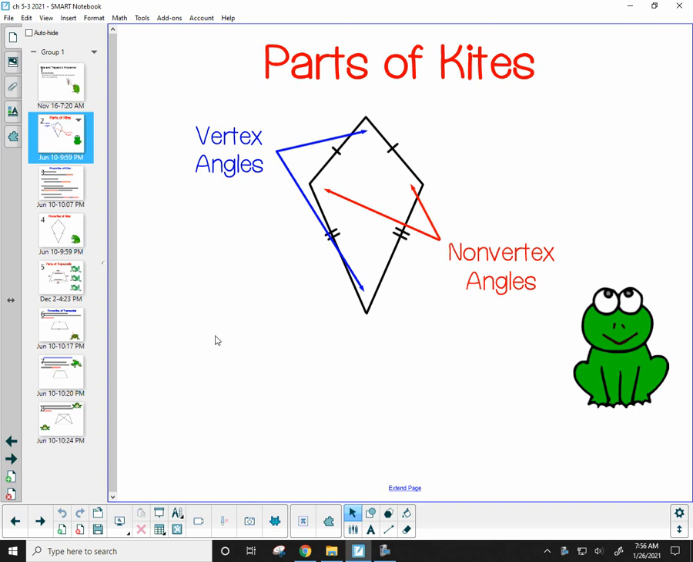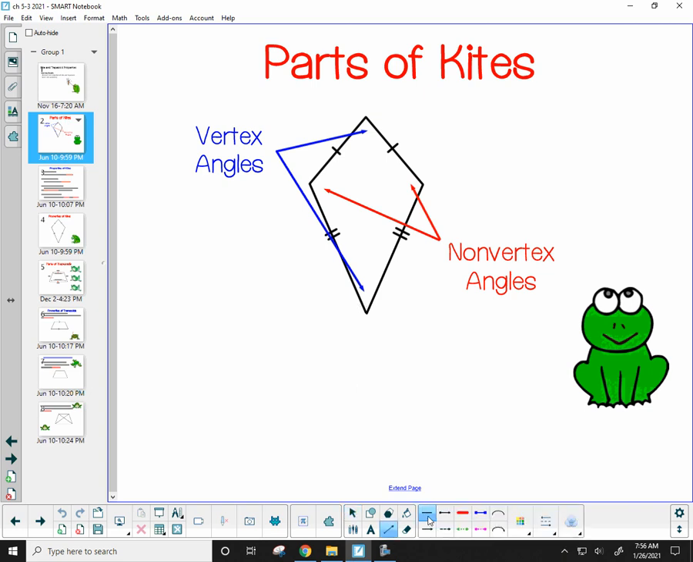Okay, so we learned back in chapter 1 that a kite is a quadrilateral that has two distinct pairs of consecutive congruent sides. Okay, so that means that the congruent sides are in a row. So they're next to each other. They're not opposite of each other. Now that's the only thing we really talked about with kites.